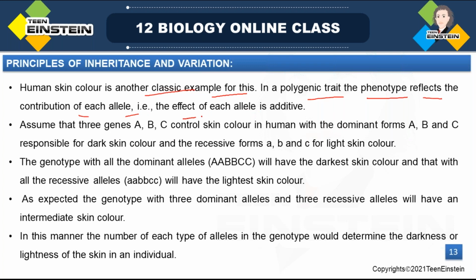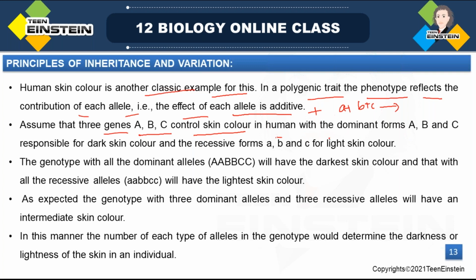So the effect of each allele is additive. There is an additive effect. See, genes A, B, C together make an expression. We have already discussed polygenic inheritance. So just think that there are three genes A, B, and C. These three genes control the skin color in humans.